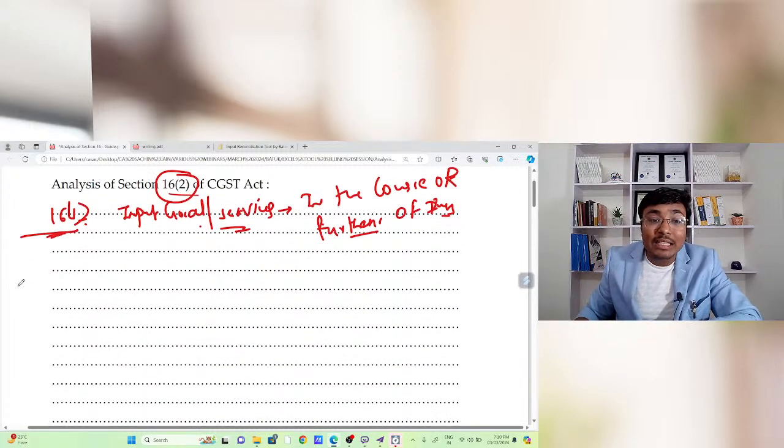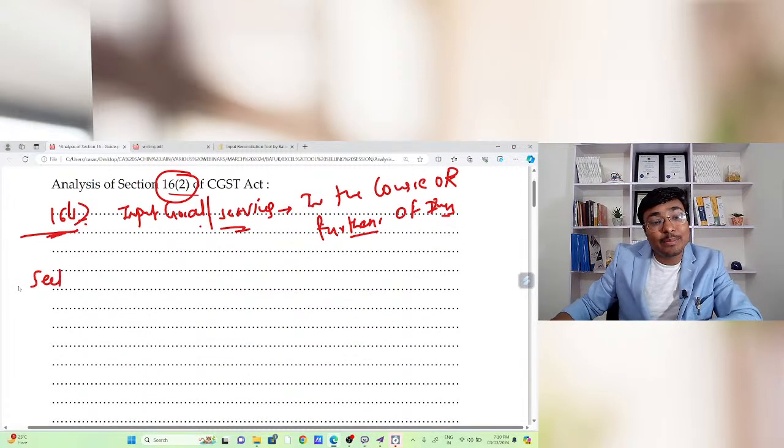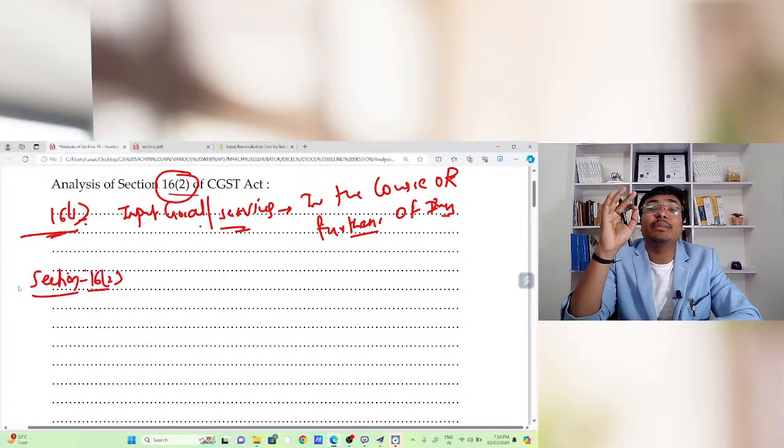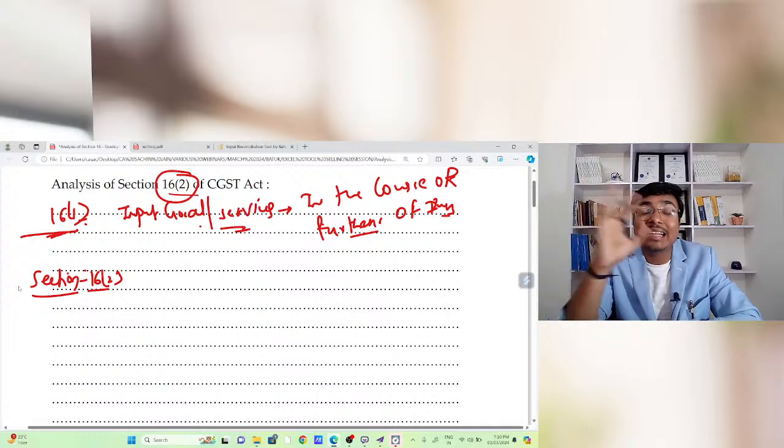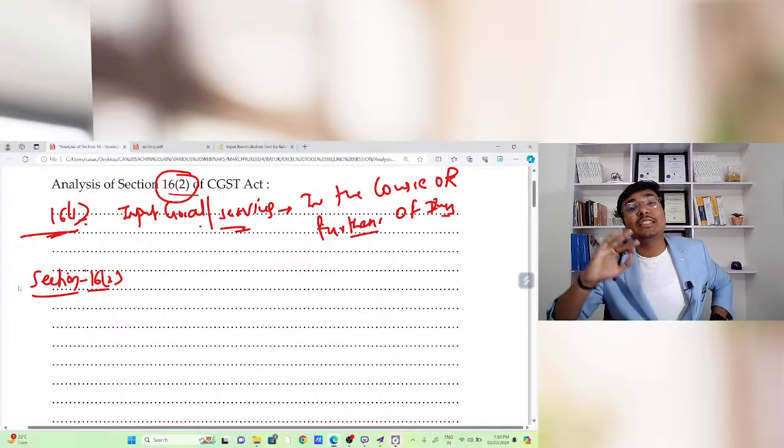Now we need to discuss section 16 subsection 2. And section 16 subsection 2 is the overriding section over section 16 subsection 1.